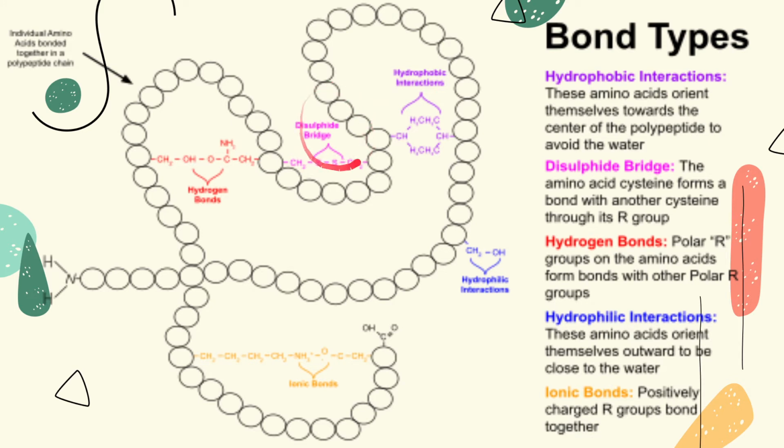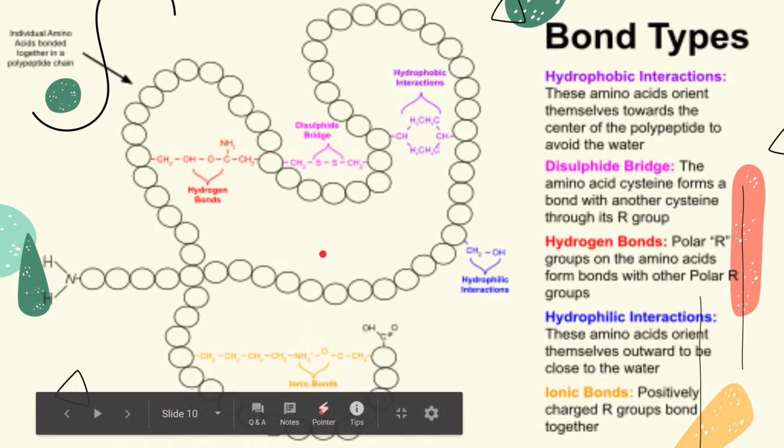So here's your disulfide bonds, which you find within your cysteine amino acid. So it has to be a specific amino acid. It cannot just be any amino acid. It has to have the sulfur group. Same as the ionic bonds.